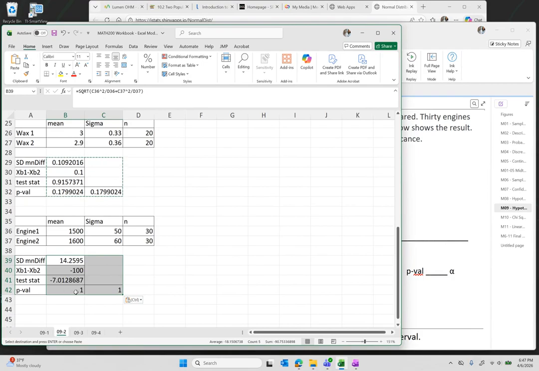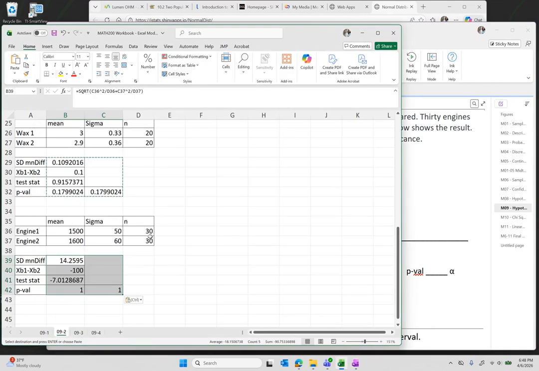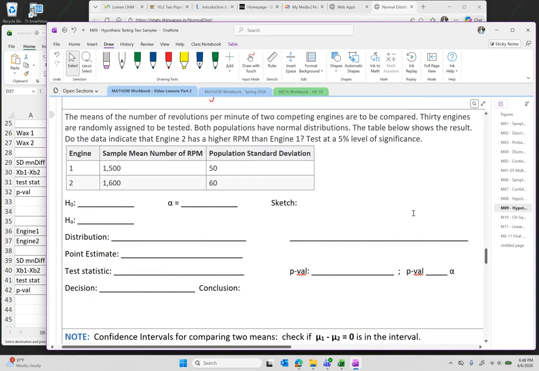So we will have the opportunity to also just clone our work in Excel. But for now, let's try this using Art of Stat. The means of the number of revolutions per minute of two competing engines are to be compared. 30 engines are randomly assigned to be tested. Both populations have normal distribution. Again, you see here that N1 is 30 and N2 is 30. I have written that as a note.